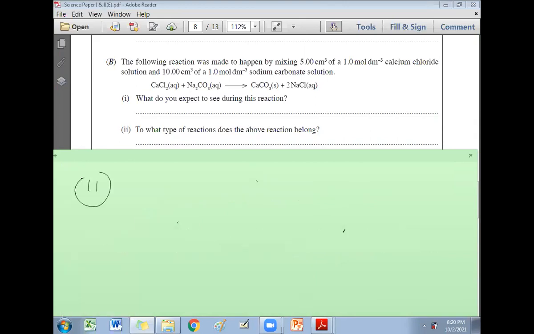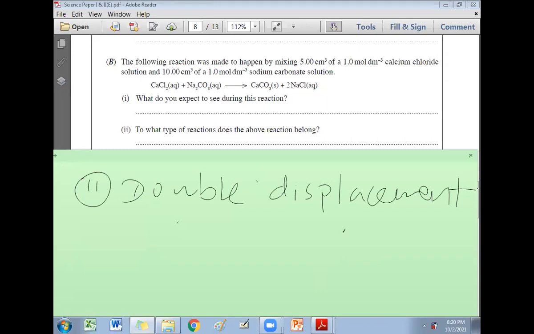Double displacement reaction. So those who have not done, please write the answer. Those who have done, please mark the answers with a red pen and put marks. Part 2, 1 mark.